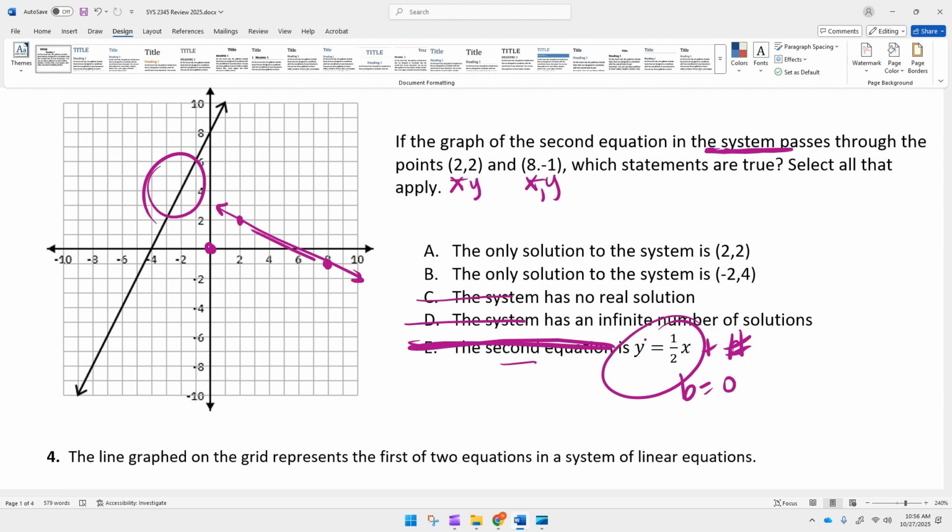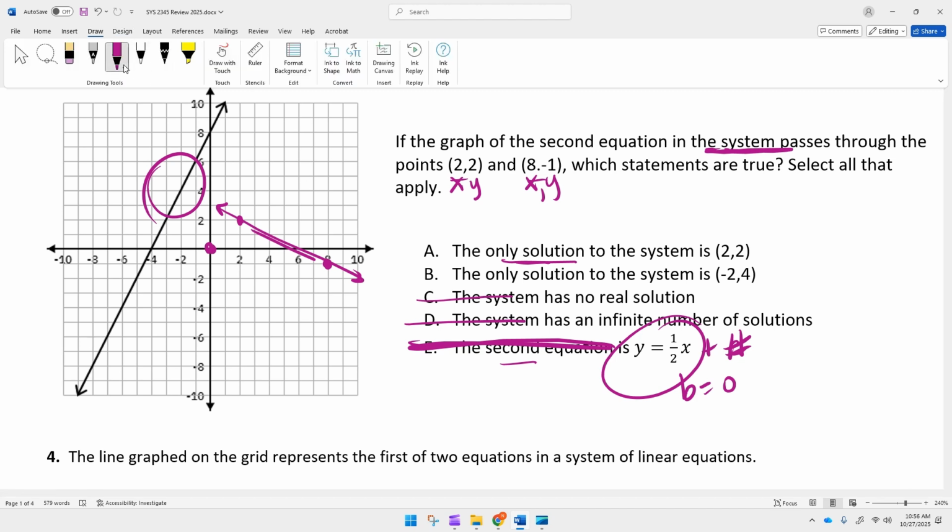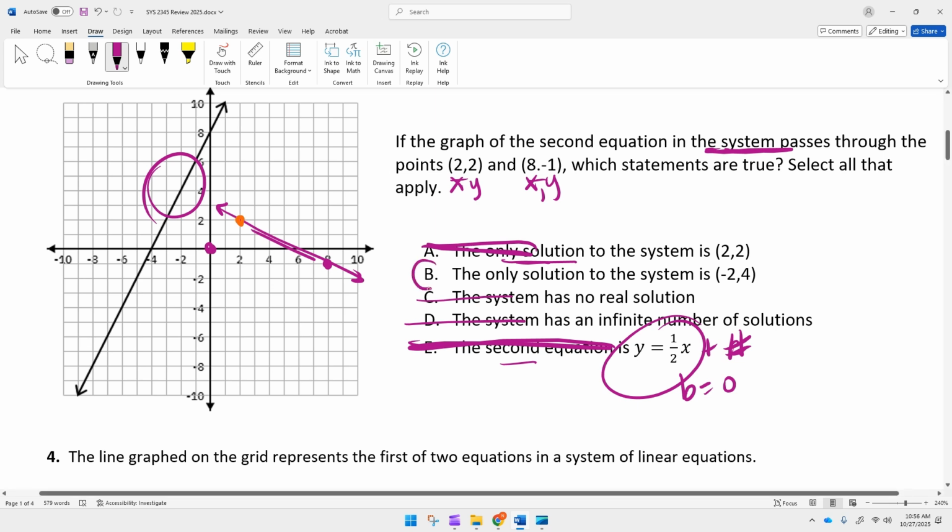Now let's talk about our answer choices A and B. This says positive 2, positive 2. That means the only solution to the system is at the intersection (2, 2). That means that point right there. Am I intersecting the other graph at (2, 2)? So then can that be our answer choice? No, clearly not. So I've eliminated all the answer choices except for B.